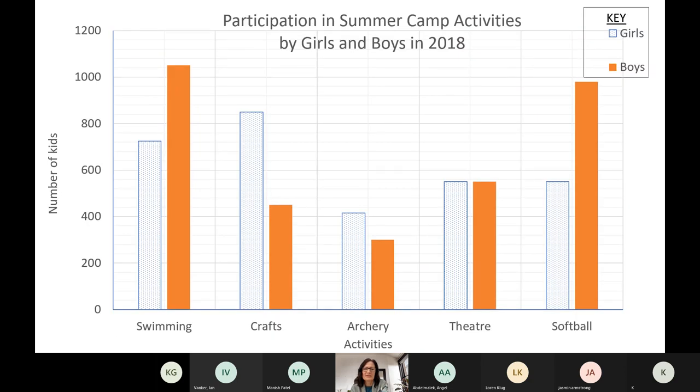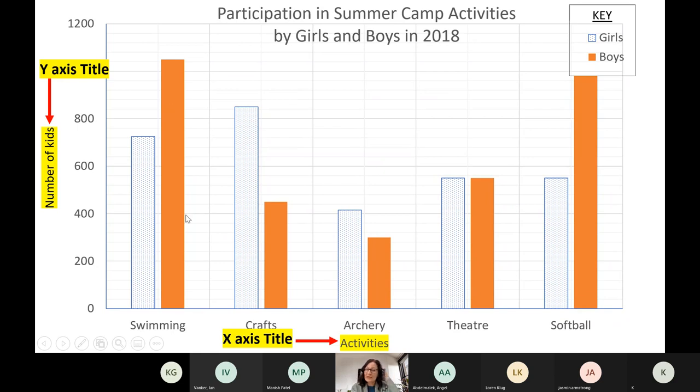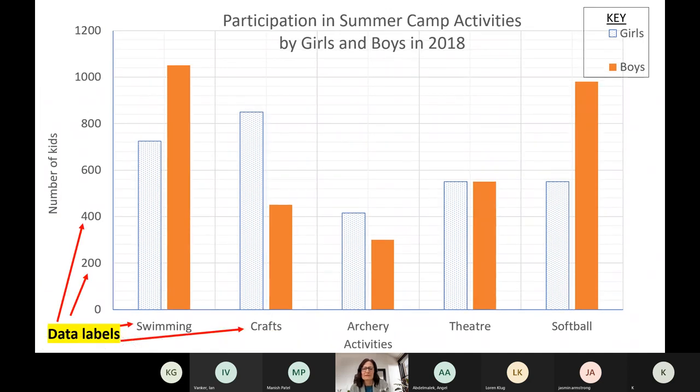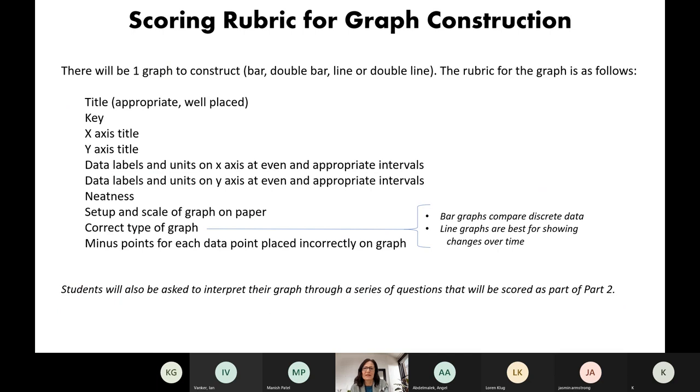More examples are in this handout. This is an electronic version of one of the questions. I'm going over the bar graph because the bar graph is the more tedious of the graphs, but there are examples of a line graph out there as well. Again, I just point out, since you'll have this handout, the axis titles, the data labels, and then the actual rubric that we use is here as well. I think I went through all of those.